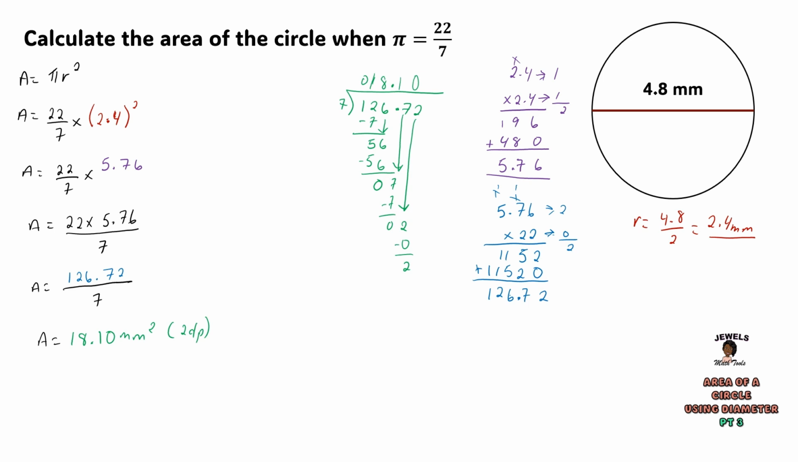So I am going to stop here and say that my area is equal to 18.10 millimeters squared, and always indicate, because I didn't divide it completely, that my answer was left to 2 decimal places.